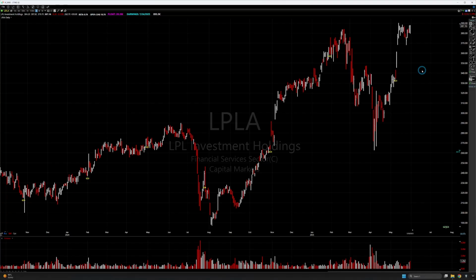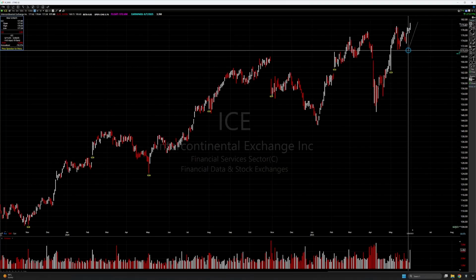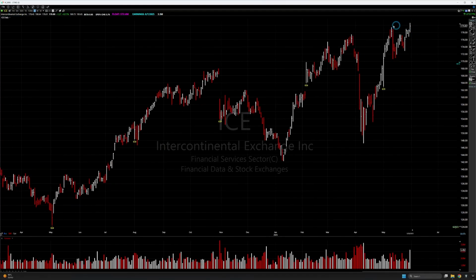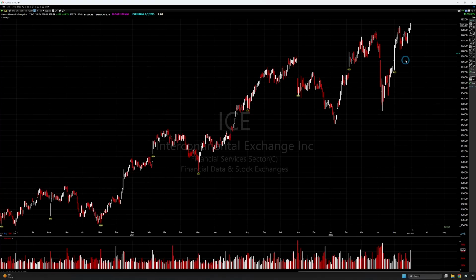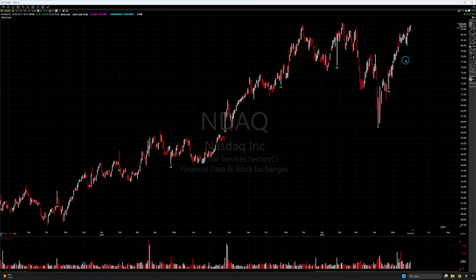In terms of capital markets, we also have ICE. It's making new highs, you can see it. This is a little bit wider in terms of a stop, so if you embark on something like this, I'll probably use this candle right here as a stop. Again, making new highs. We also have NASDAQ. NASDAQ's also making new highs.